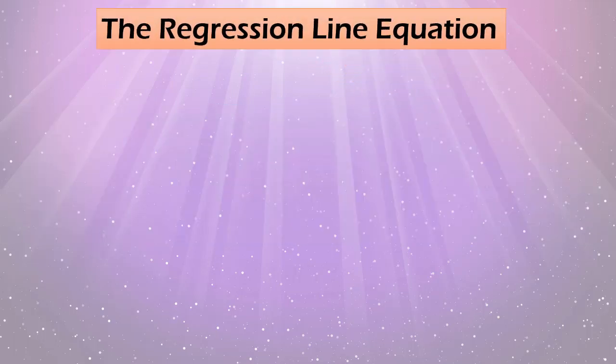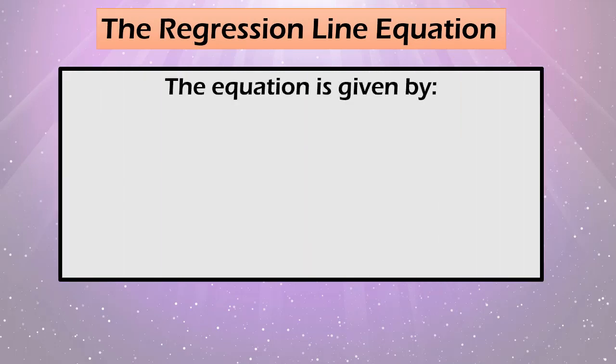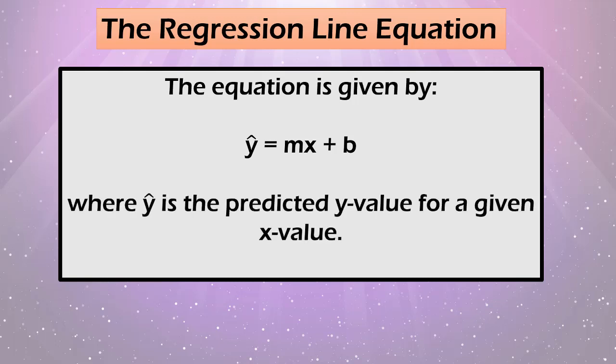So, the regression line. The equation is going to be given by y with a little circumflex on the top. We'll call that y hat equals mx plus b, where y hat is the predicted y value for a given x value. So we call that value y hat. The reason we don't call it y is because y is going to be the second coordinate in each ordered pair. That's not necessarily the same as the value that comes out of this equation.